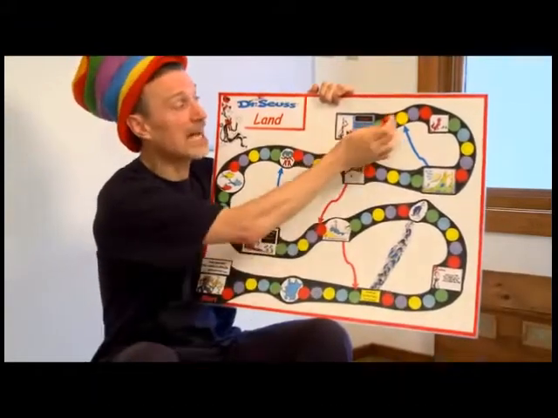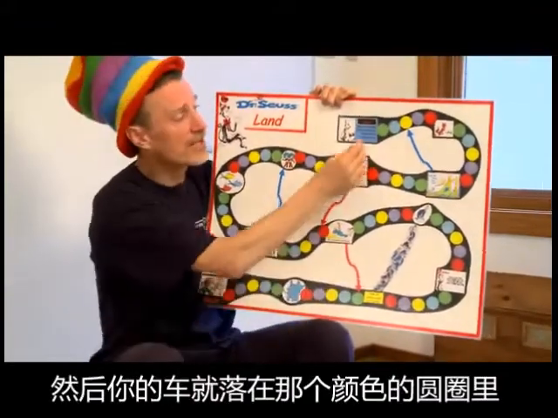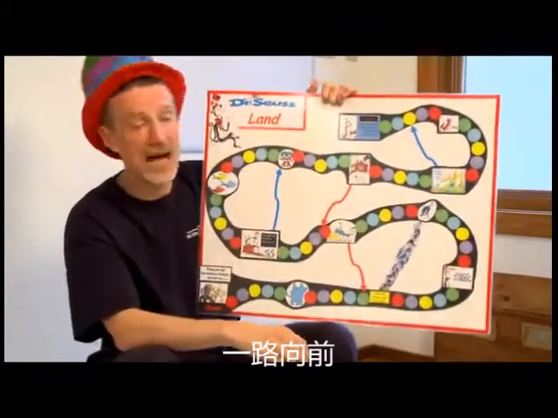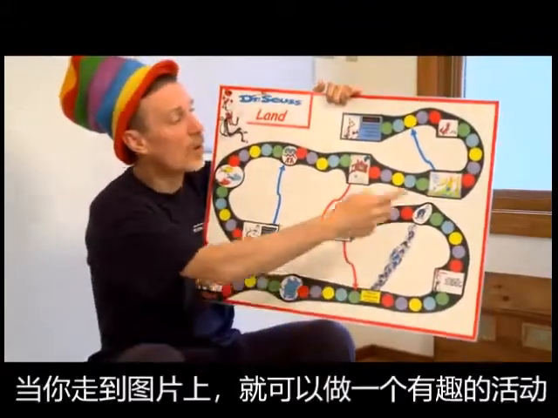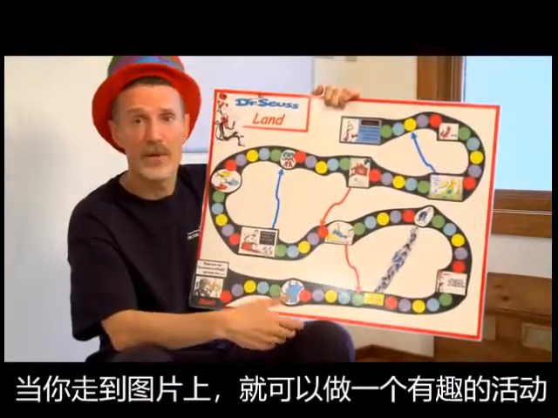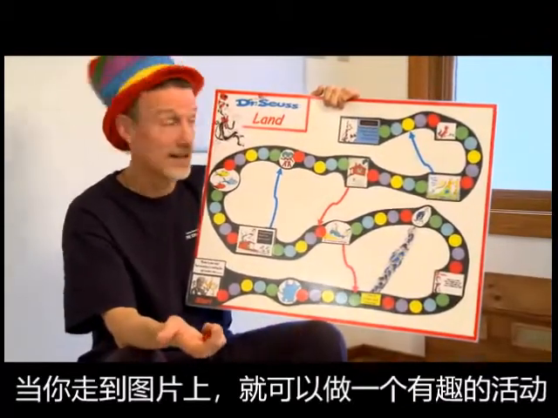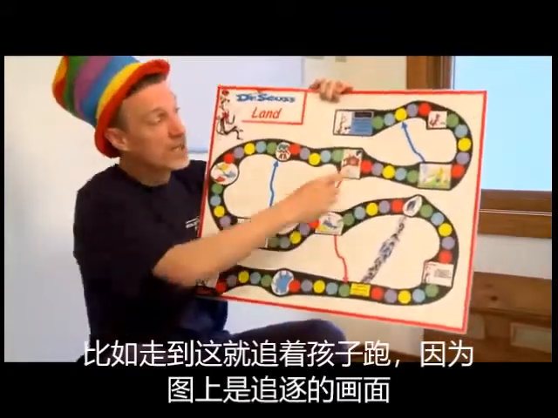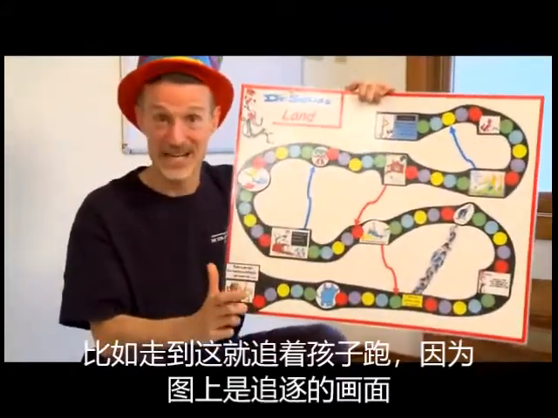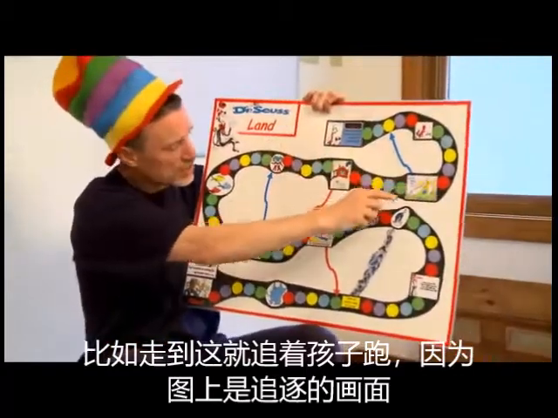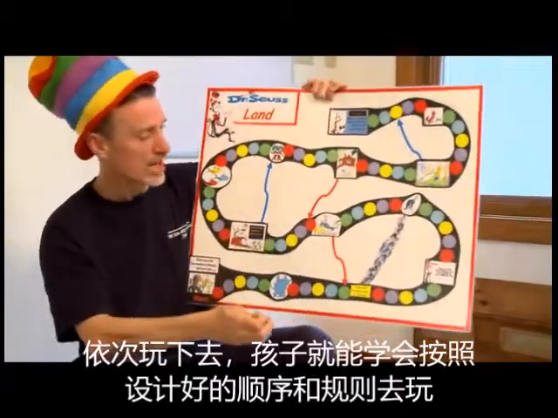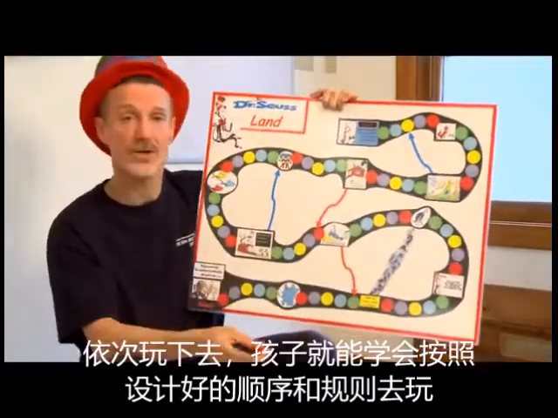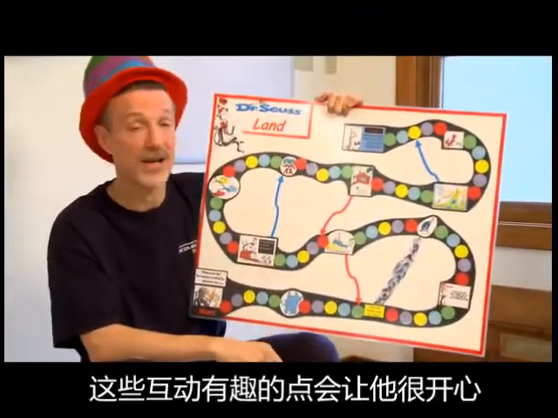And then you would land on that color. And so they see that you would follow along on the different counters. Now, once you get to a picture, maybe there's a certain activity that happens. Maybe your child gets chased because that's what's happening in the picture. And so you could see as you go along, your child is going to learn about going around a course as they are playing the game.